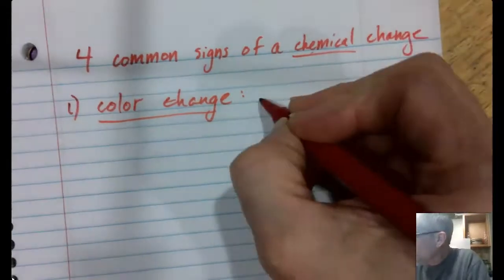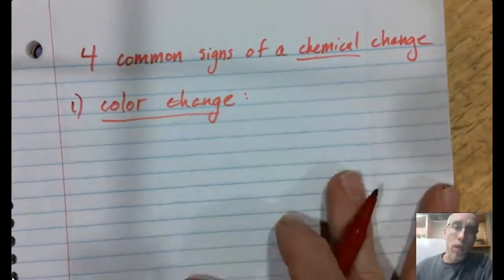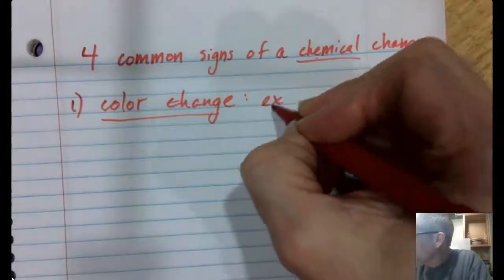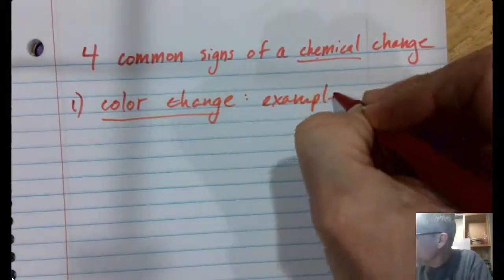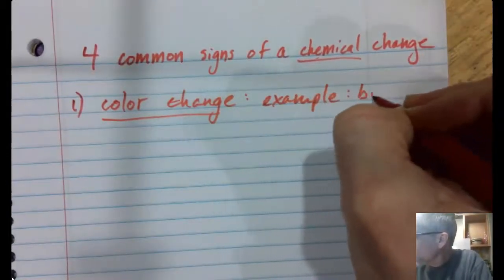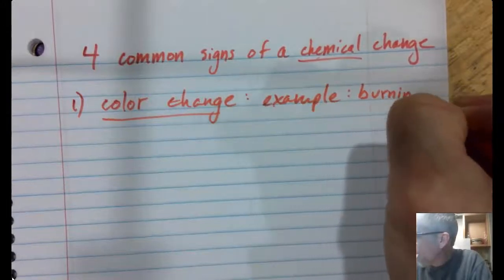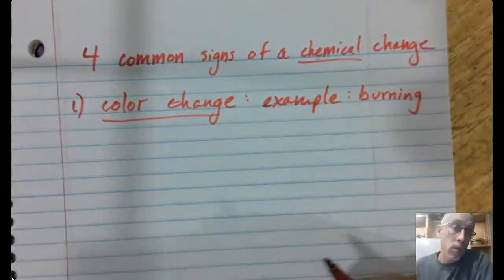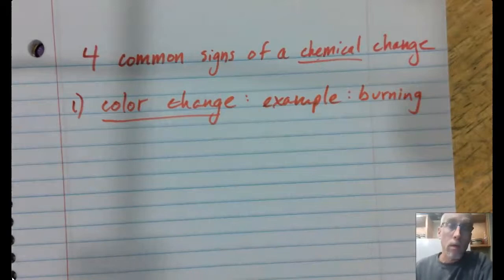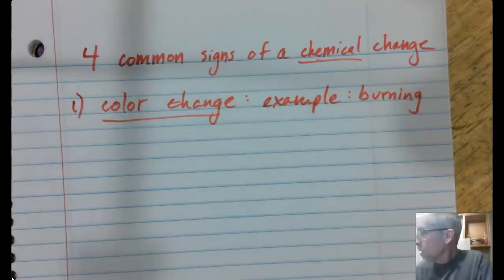So other examples of that might be when you burn something, you know, it turns black. Like paper isn't black, but when you burn it, it is. Or toast isn't dark, but when you toast it, that's a chemical change that's happening there. It's not just a physical change when we toast bread.